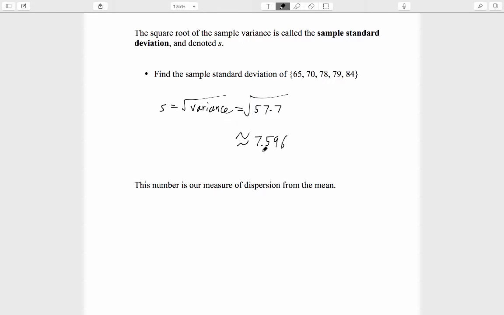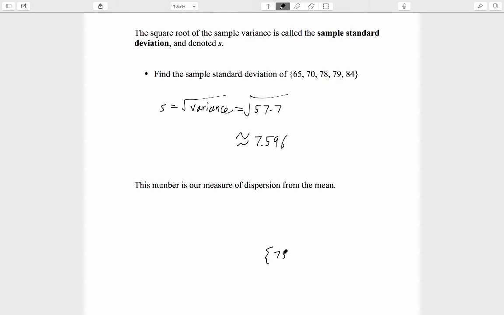It took a few steps to get there, but this quantity, the standard deviation, is going to be our main measurement of how spread out, how dispersed about its mean a set of data really is. The larger this number is, the more spread out the data. The smaller this number is, the less spread out.